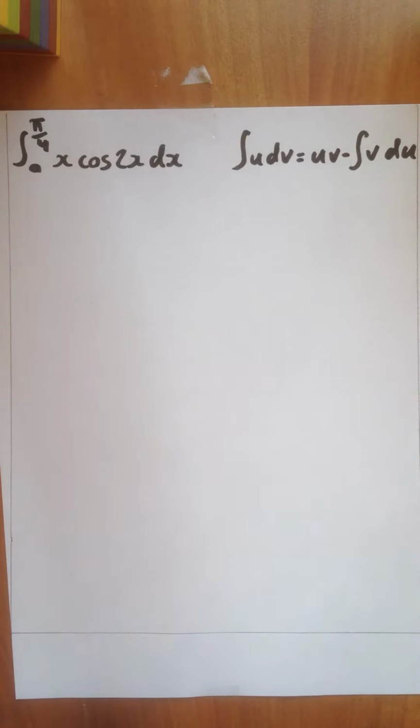This is the maths assignment problem for integration, and the problem we have is the integral with limits pi over 4 and 0 of x cosine 2x dx. Now the formula written on the page is the integral of u dv equals uv minus the integral of v du. We have that there because we've decided to solve it by parts.